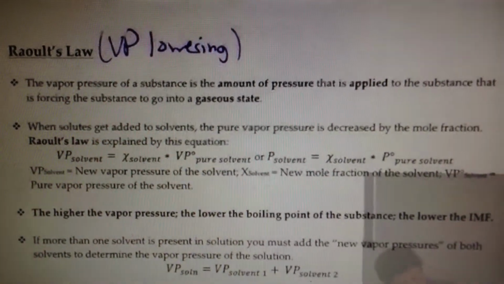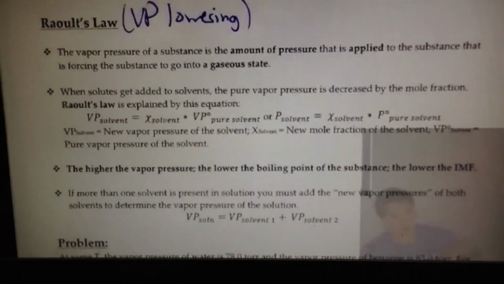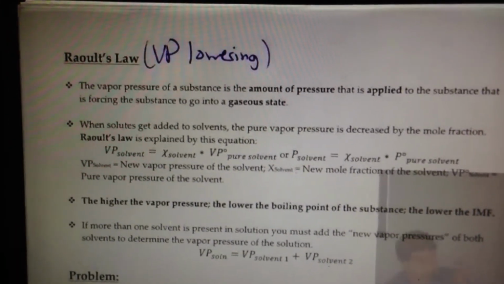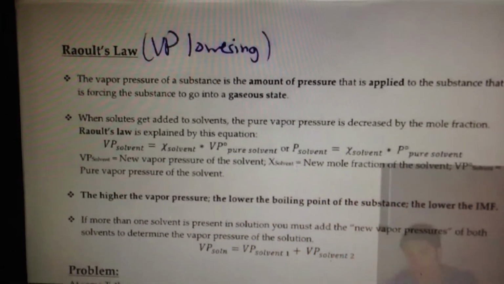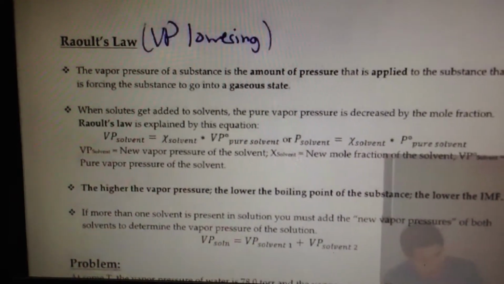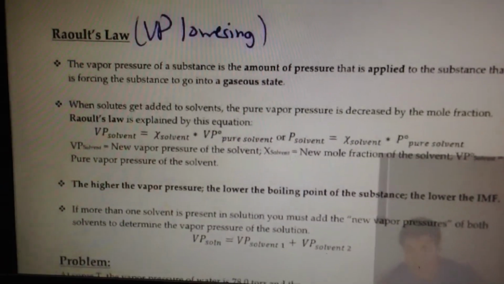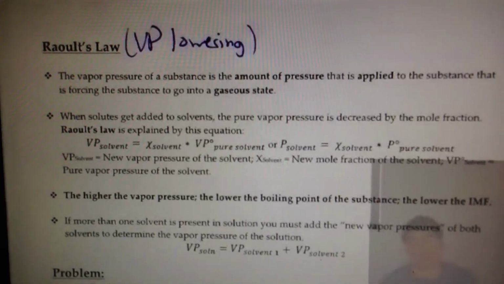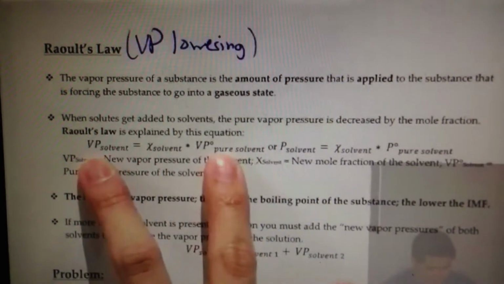Now, another thing that this would also explain is why when you make ice cream, you have to put salt in it, okay? So that it'll freeze at a lower temperature, okay? But the basic explanation I can give you is that Raoult's Law explains what the new vapor pressure is after you change the mole fraction. So here's a simple formula right here.